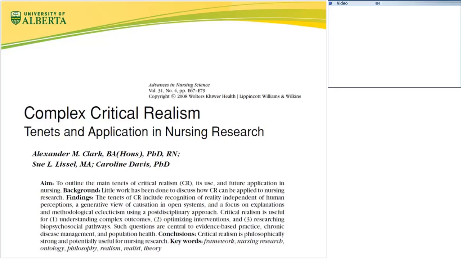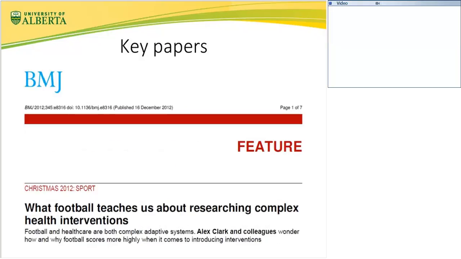We're also going to be making references to some key papers as we move through the webinar. Three key papers that I would draw your attention to provide a little bit more background to some of the concepts I'm going to discuss. A paper on complex critical realism in Advances in Nursing Science, published in late 2009. A paper in the BMJ about what football or soccer can teach us about researching complex health interventions.